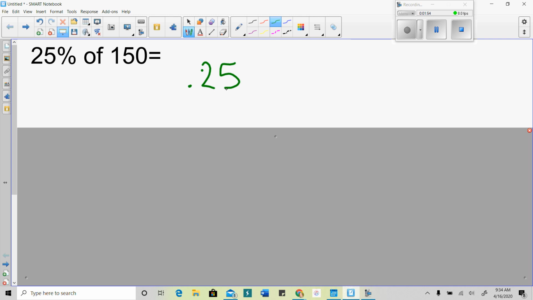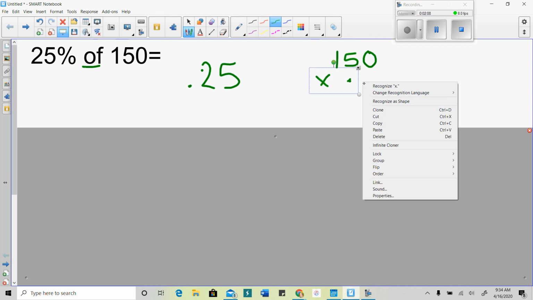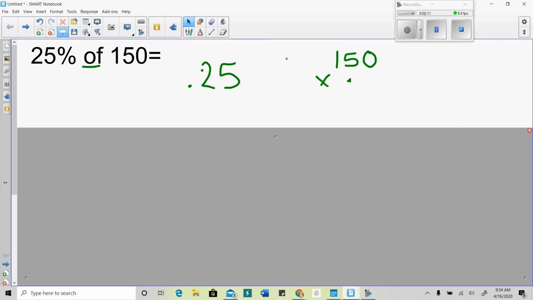So now, because it says "of" here, that's a hint that we're going to be multiplying. So I'm going to take 150 and I'm going to multiply it by the decimal number 0.25. Okay, so 5 times 0 is 0. 5 times 5 is 25. And 5 times 1 is 5, plus 2 is 7.